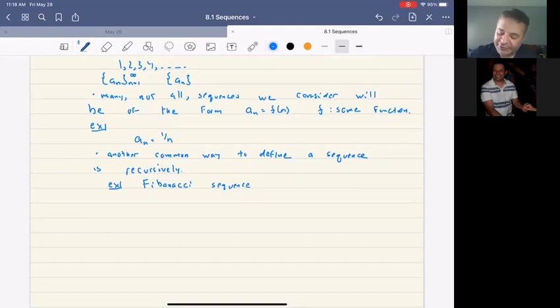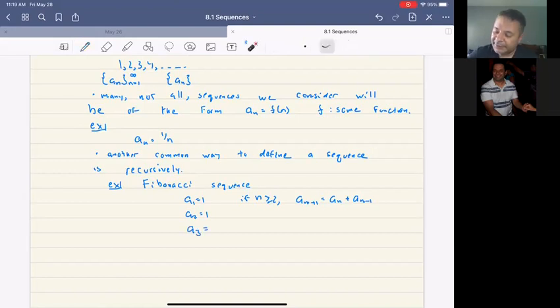Okay, in the Fibonacci sequence, you get a sub 1 equals 1, a sub 2 is equal to 1, but then if n is bigger than or equal to 2, we're going to do a sub n plus 1 equals a sub n plus a sub n minus 1. Okay, so all this means is that we're adding the previous two terms together.